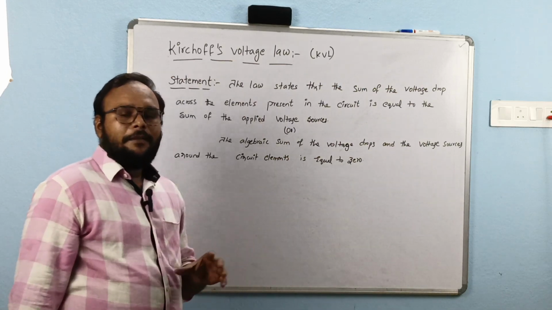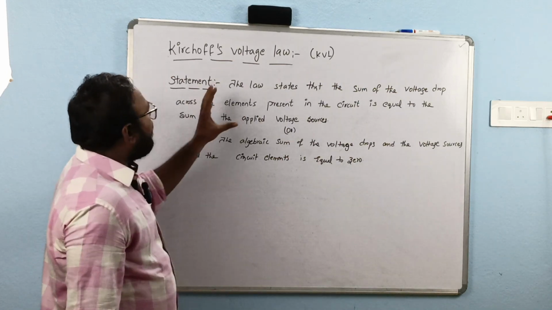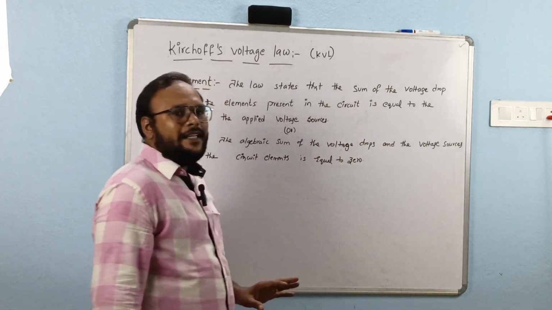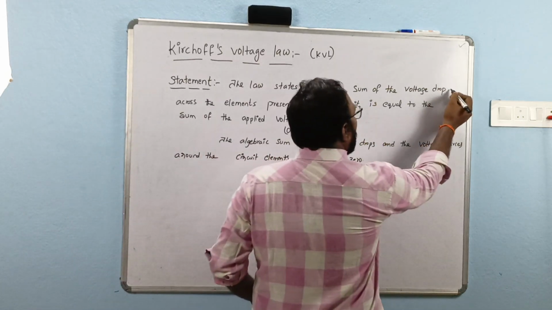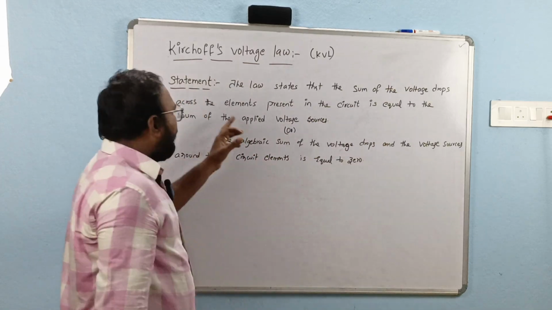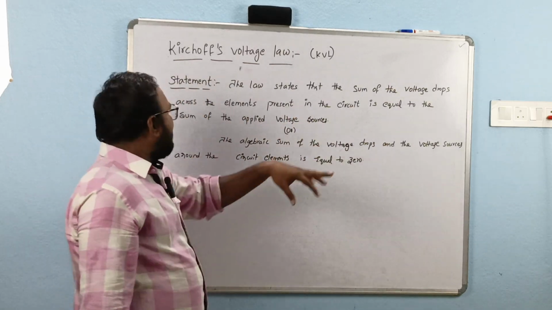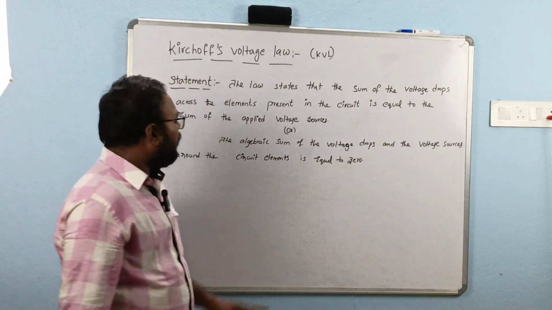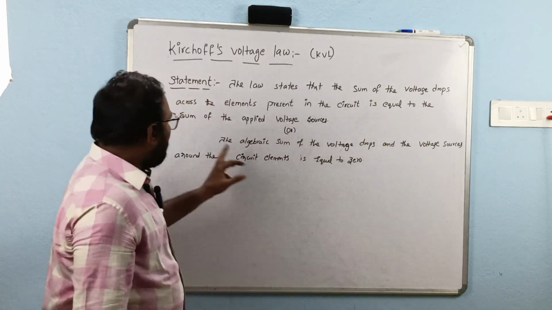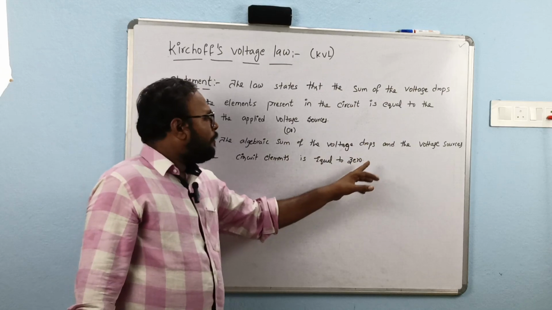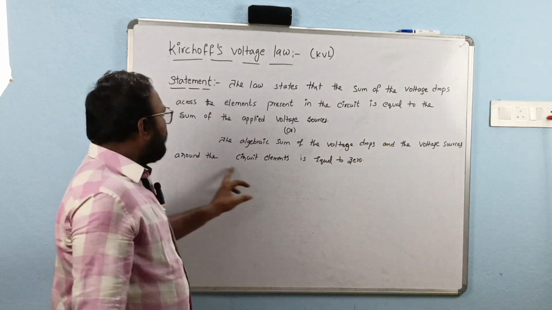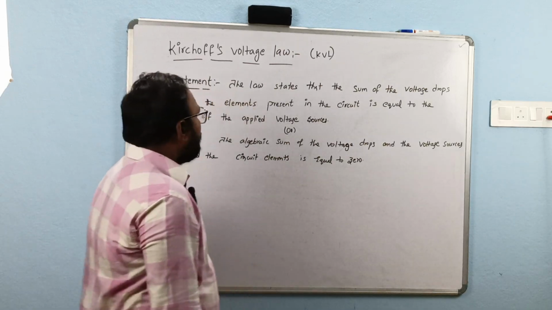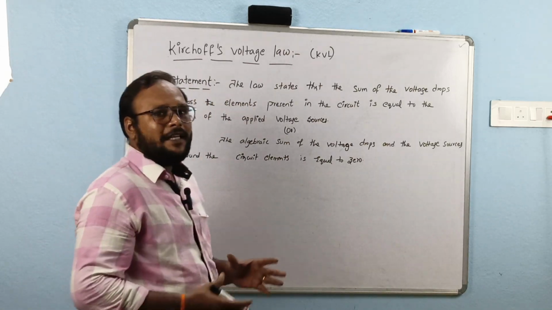Coming to the statement of Kirchhoff's voltage law, the law states that the sum of the voltage drops across the elements present in the circuit is equal to the sum of the applied voltage sources. In other words, the algebraic sum of the voltage drops and the voltage sources around the circuit elements is equal to 0. Is it right? So, what does this statement explain?